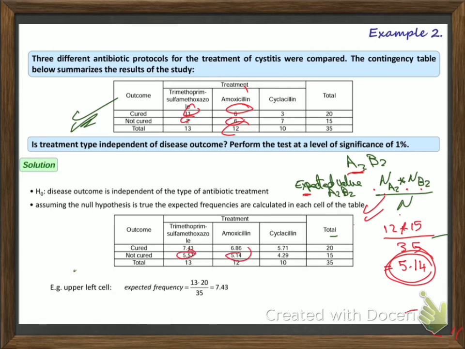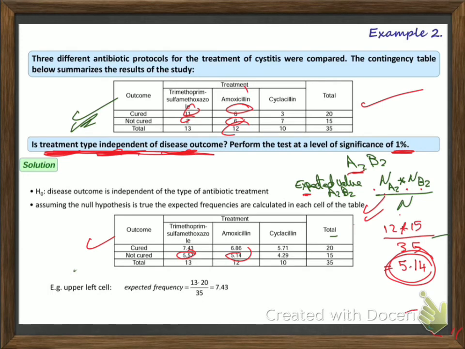Once we have this table, we can start working on it, but before that it's better to set our null hypothesis. Our null hypothesis in this example is: is the treatment type independent of disease outcome? Whatever treatment you have given has no relation, it is totally independent from the disease outcome. Perform the test at the significance level of 1%. It is not 5% in this case, it is only 1%. This is our null hypothesis, which we assume is right. It may not be right, but we assume it is right.